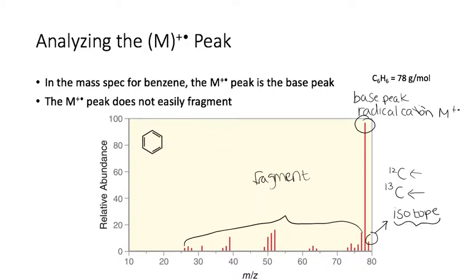How do I know that that base peak is my radical cation peak? Well, here the mass of my molecule is equal to the mass of my radical cation. If I calculate C6H6 for benzene, that's its chemical formula, we would find that it has 78 grams per mole. So I go down here, and that's at 78. That would be the highest peak, and it's also my radical cation peak.